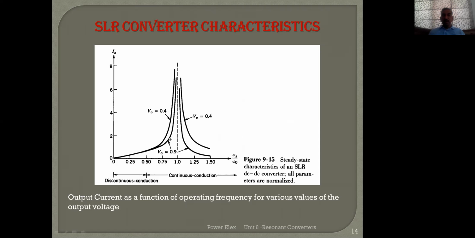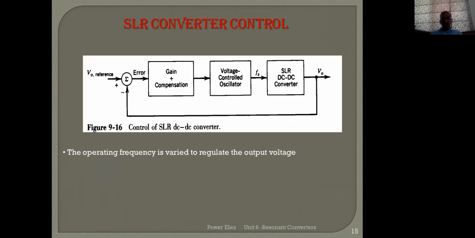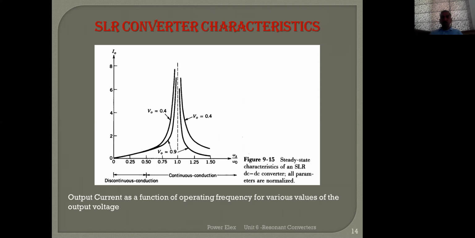Means the suitable area for operation where you get the max V0 and I0 at higher levels, twice, 4 times, 6 times, is during this period. Means the better operating characteristics can be obtained during 0.8, I say, to 1.2. So the output current is a function of operating frequency, and this can be checked out for various output voltage values.